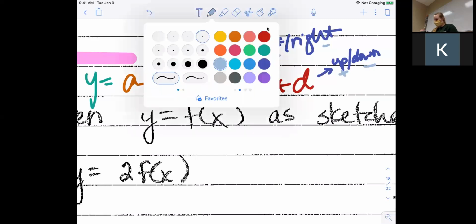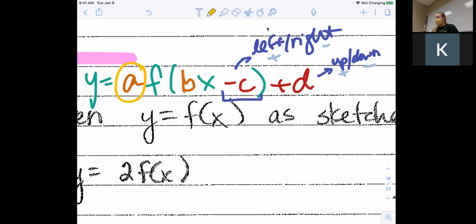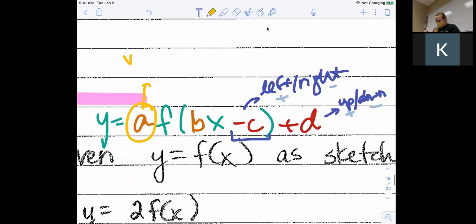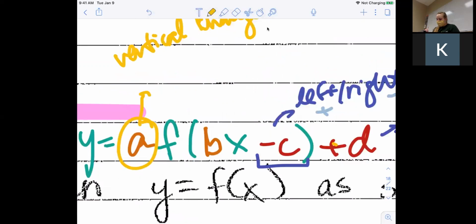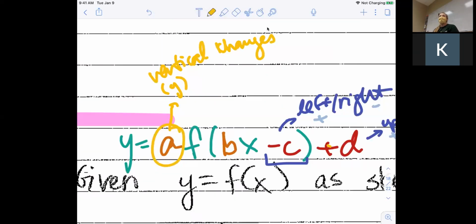Okay, in the very front with my a, that does vertical changes to my graph. It changes my y's. So I'm going to write vertical change. It makes it skinny or fat is what I generally tend to say. And what you're doing is you're doing it to the y. So if I have a 2 out here, I'm multiplying my y by 2. I'm doing whatever that number is to my y's. If it's a 1/2 out there, I'm doing 1/2 times all my y's. And then if it's negative, that means that we flip, and we flip over the x-axis.